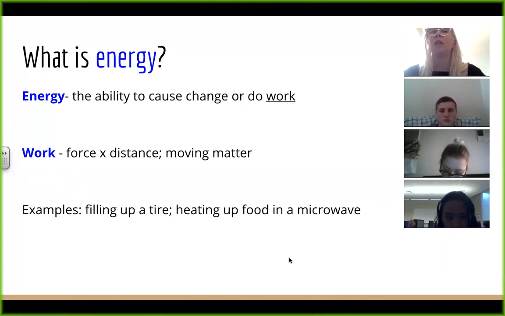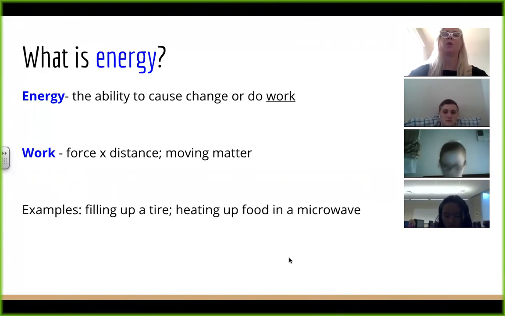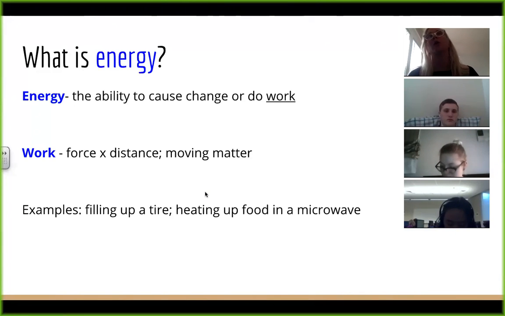But really, the difficult thing here about the terms energy and work is that we use those words in a different way in our regular language versus the science, right? So when you're thinking about energy in your normal world, you're probably thinking about like, man, I feel tired, or I feel like I have a lot of energy today, right? You're not thinking about the ability to cause change or do work, right? Work is the same kind of thing. You're thinking work, oh, I have to do my homework, I have to go to work. No, work is literally a mathematical equation here. It's force times a distance.